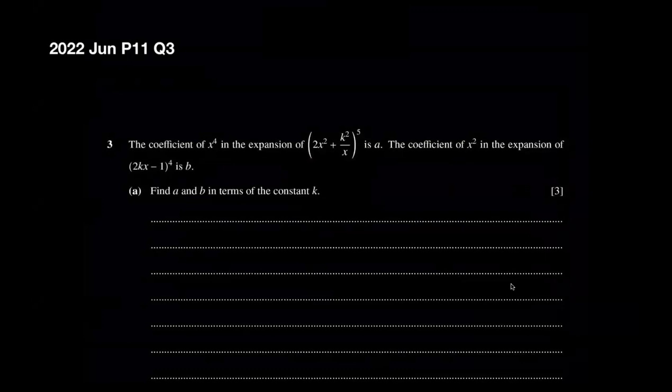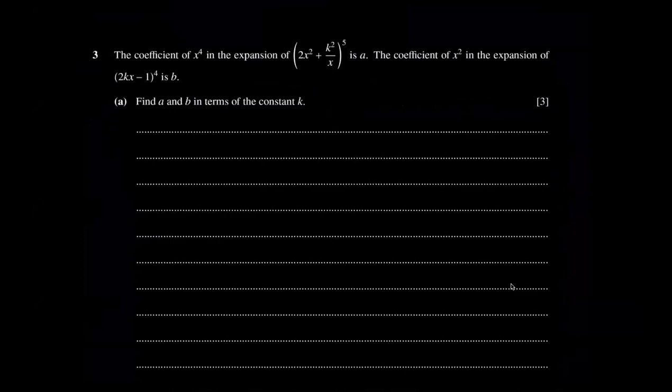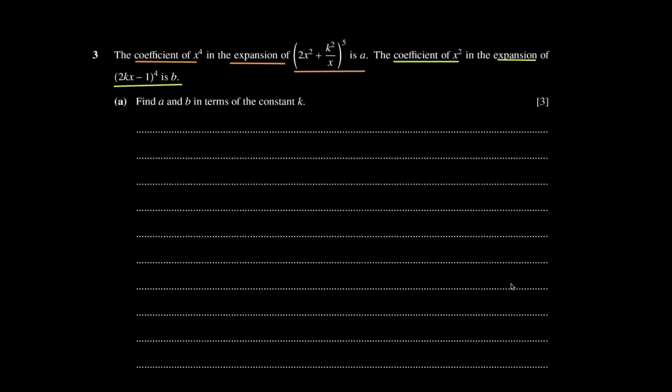So let's get started with this. June 2022, paper 11, question 3. Let's read the question. The coefficient of x to the power 4 in the expansion of this bracket is a. The coefficient of x squared in the expansion of this bracket is b. First, find a and b in terms of the constant k. That is what we are starting with. First of all, the coefficient of x^4 in the expansion of this bracket, we are calling it a. And then the coefficient of x squared in the expansion of this bracket, we are calling it b. So first of all, let's start with this.